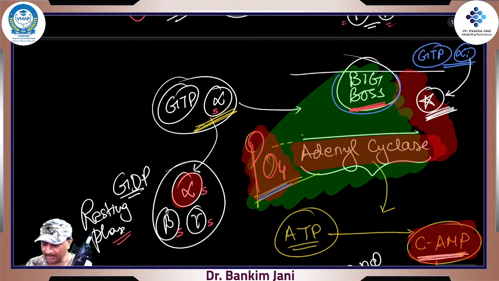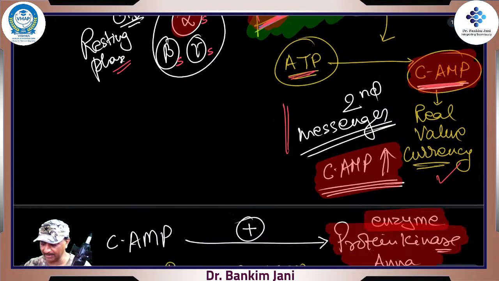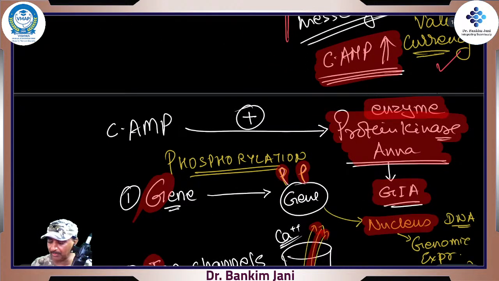Meantime, this adenyl cyclase becomes happy, right? It got a great deal. So then he becomes happy and says, let's start doing the work. ATP is converted to cyclic AMP, right? Cyclic AMP is something which is real value currency. So this cyclic AMP, which is also called the second messenger, is given to a still bigger boss, right? Protein kinase A, right?